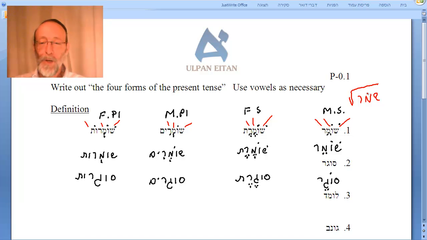If I called you up at 2 o'clock in the morning and I said, to get me off the line, you'd have to tell me the 4 forms of the present tense of the word shomer. And you'd have to be able to say shomer, shomeret, shomrim, shomrot perfectly before I'd say, have a good night.